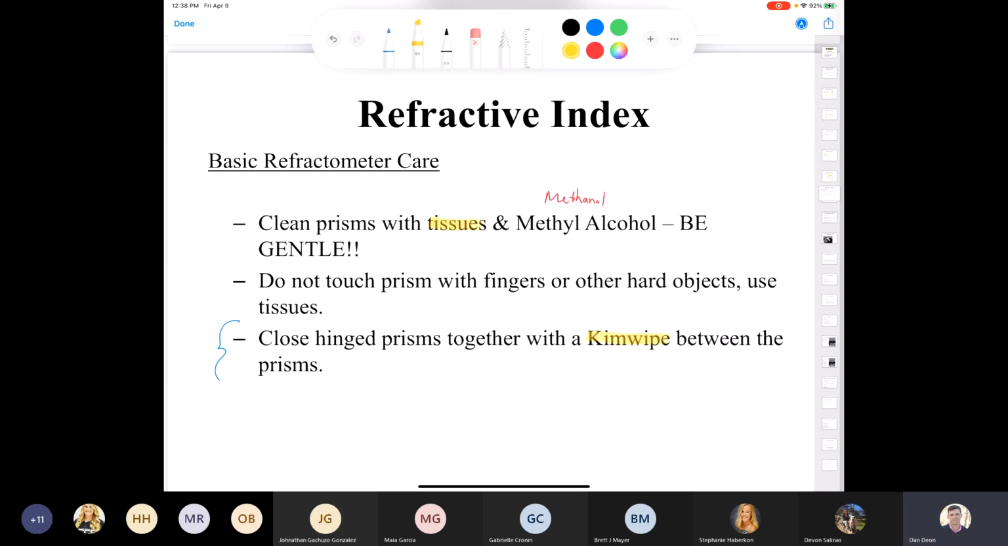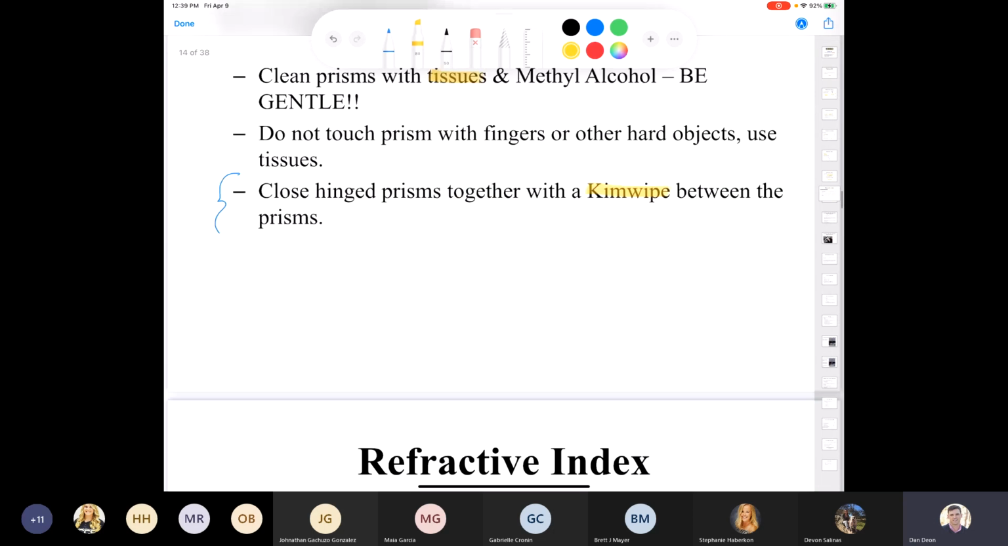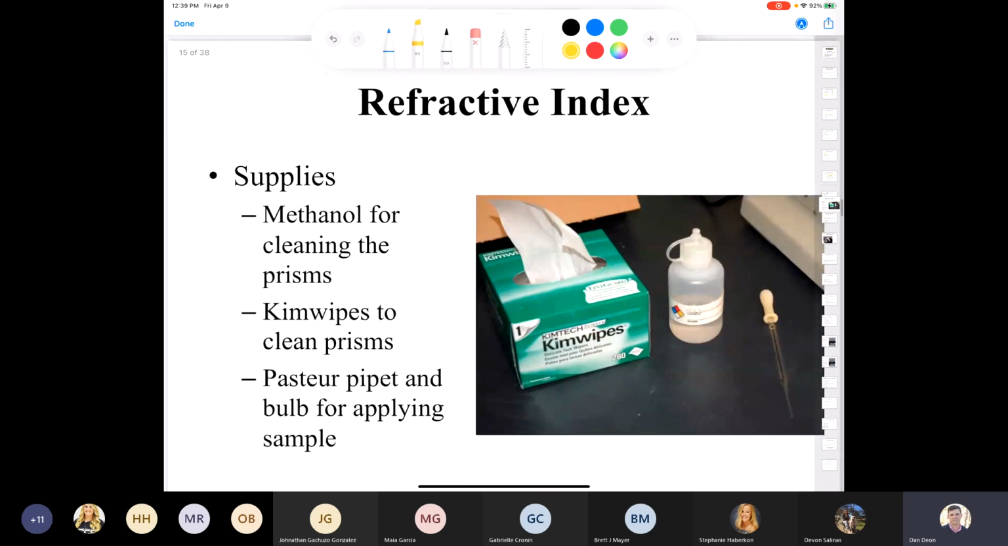They're stored with a CHEM wipe between the prisms. We always store them that way to maintain the integrity of the crystal and to reduce scratching or any imperfections on it. So you can see that I'm going into care of the refractometer quite a bit. The reason why is because they're expensive and it's important, but trust me, it's very easy to do.